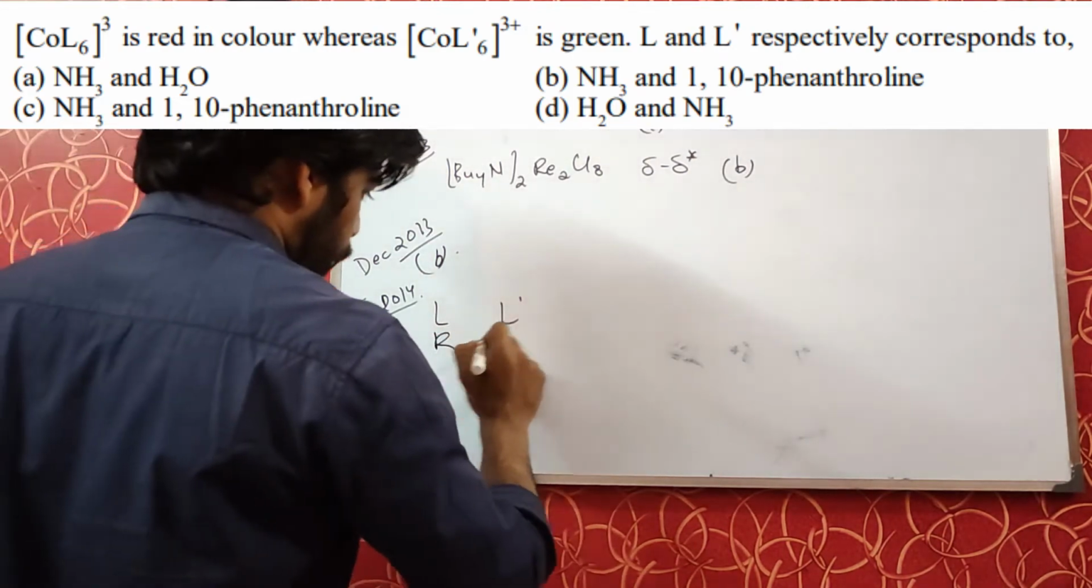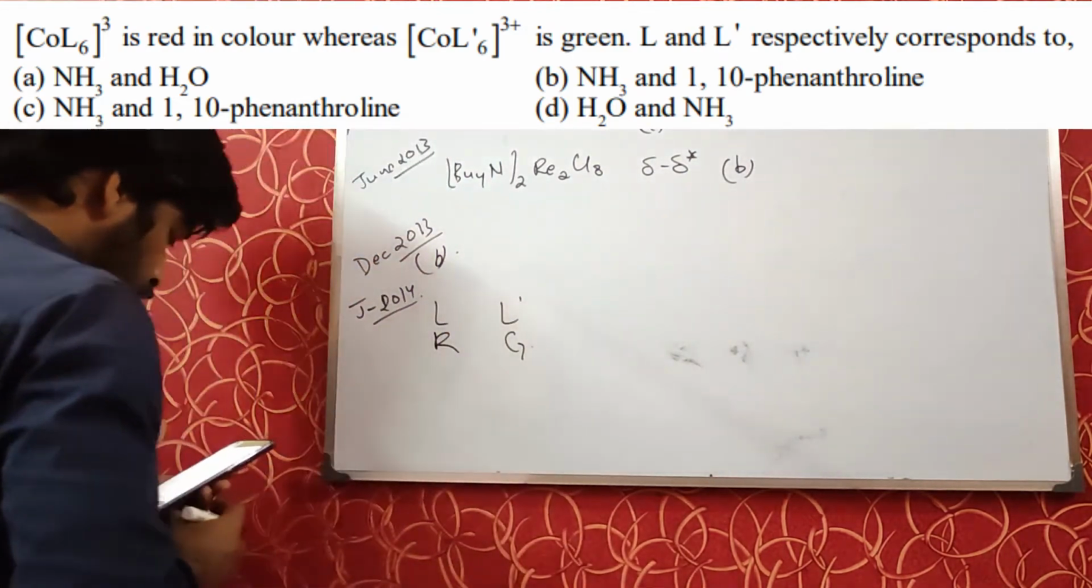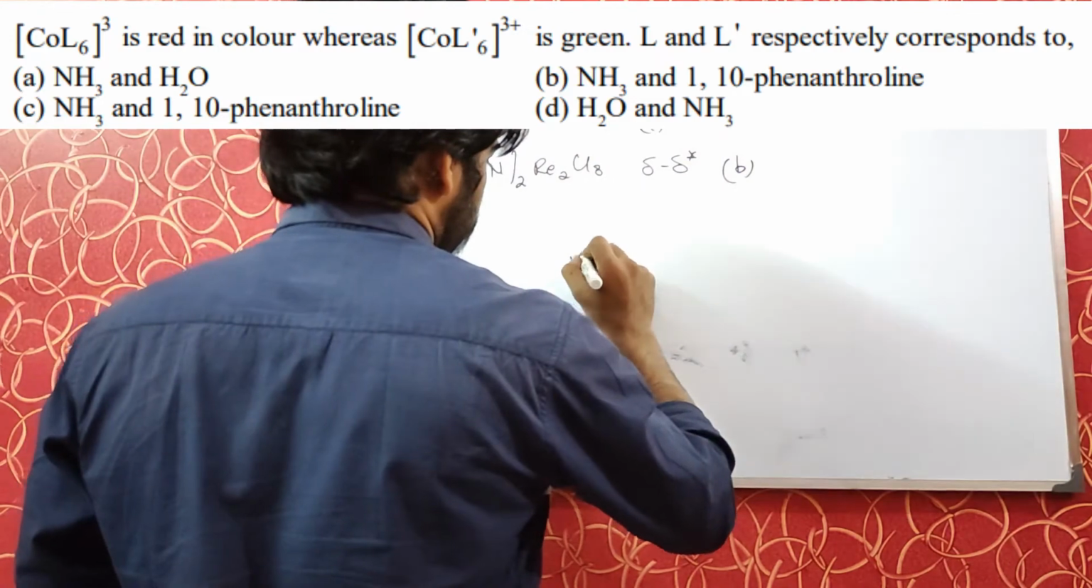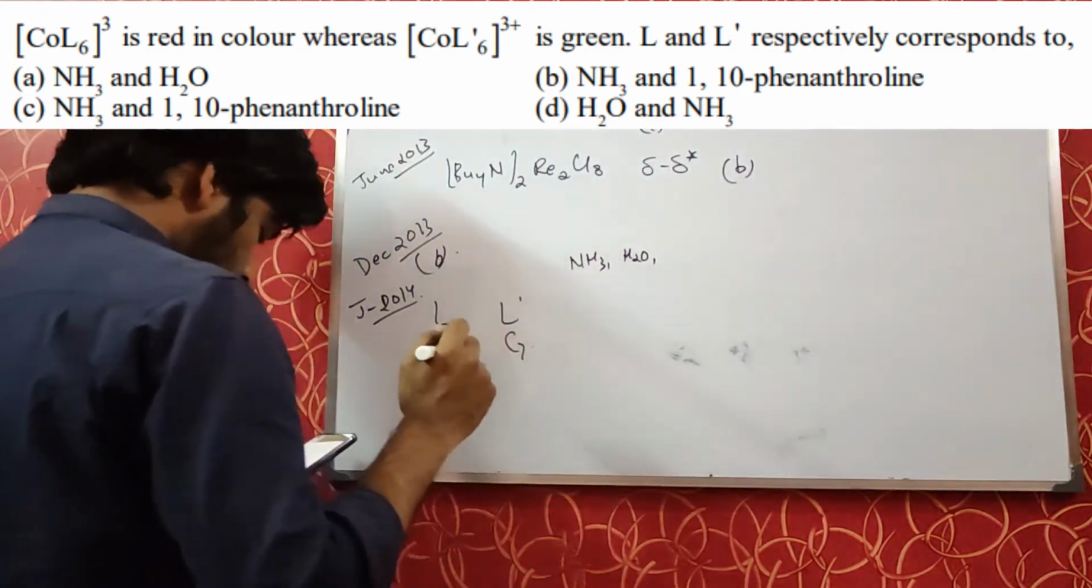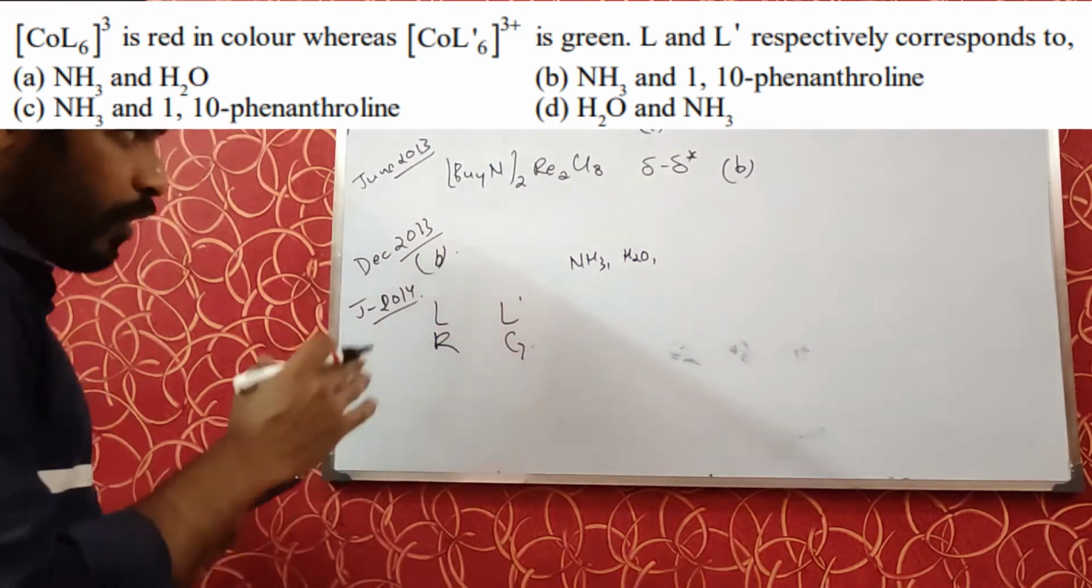This is red, this is green. You have to say which one is NH3 and which one is H2O, and there is another given for 1,10-phenanthroline.